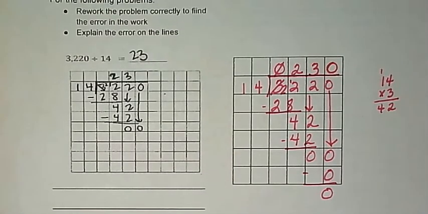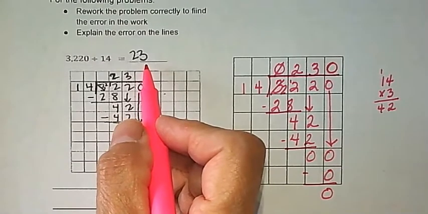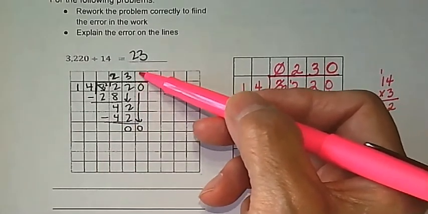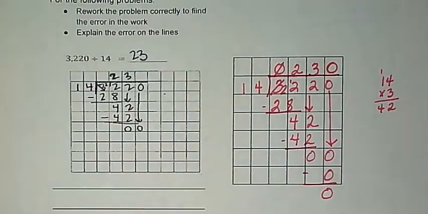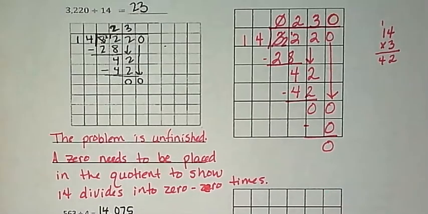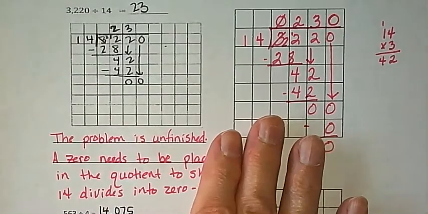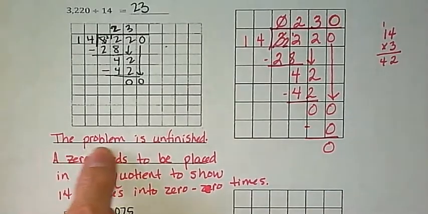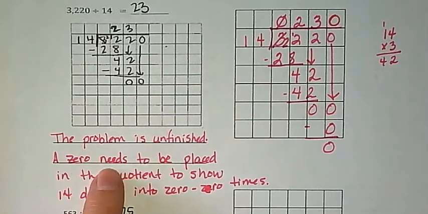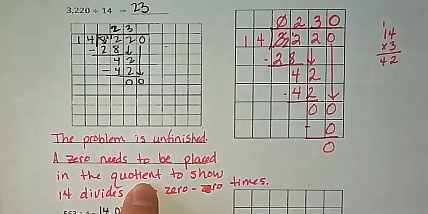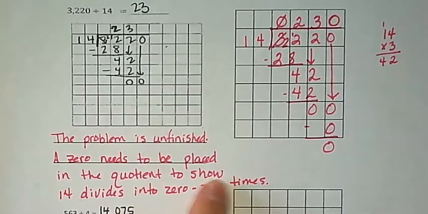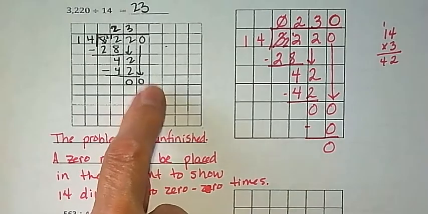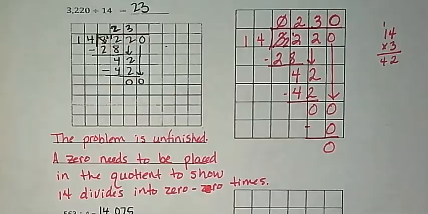So our answer is 230 instead of 23. They forgot to finish the problem. They forgot to put a 0 up here in the quotient. So now to finish my problem off, I have to write down here what the problem was. And I wrote down the problem is unfinished. A 0 needs to be placed in the quotient, in the answer, to show 14 divides into 0 0 times. So that explains what was wrong with this problem.